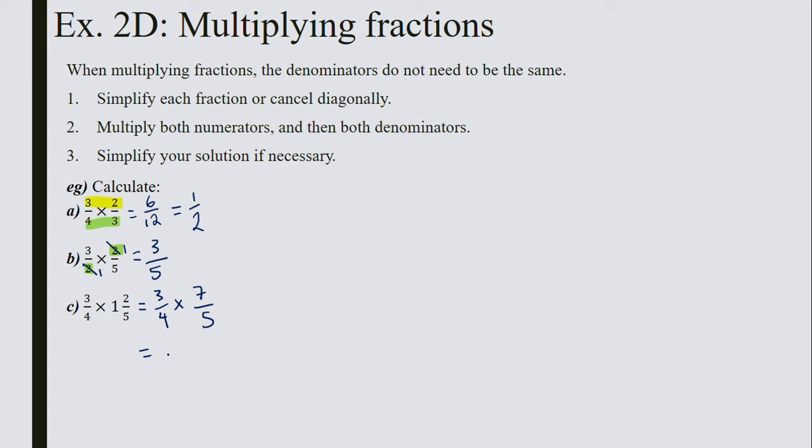3 times 7 is 21, and 4 times 5 is 20, which of course, if you would like to rewrite it as a mixed number, is 1 and 1/20. Both answers are correct. That's all there is to multiplying fractions.